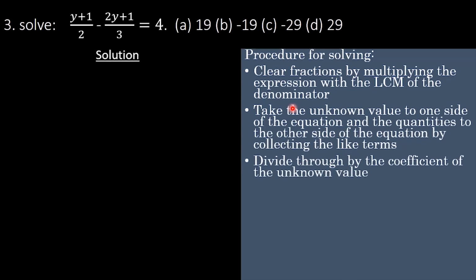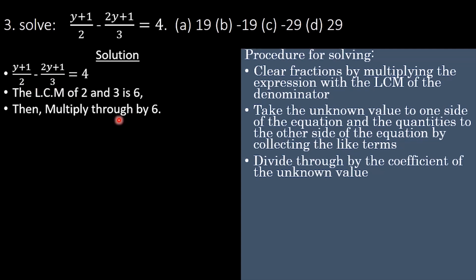Let's check the solution. Don't forget that the first step here is to clear the fractions by multiplying the expression with the LCM of the denominators. Here is our question now. The LCM of these denominators, that is the LCM of 2 and 3, is 6. Then we multiply through by 6. We now have 6 multiplied by these terms minus 6 multiplied by these terms is equal to 6 multiplied by these terms.